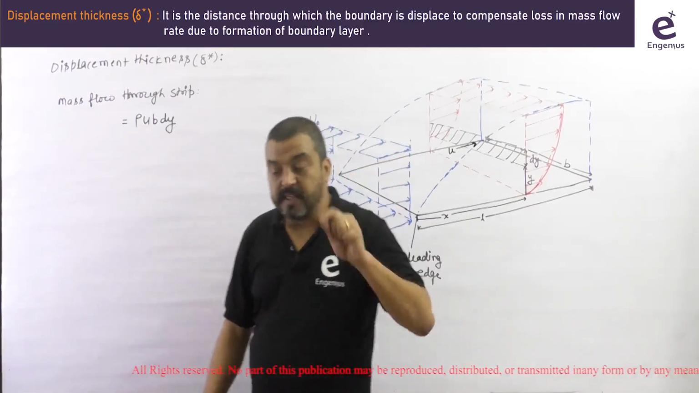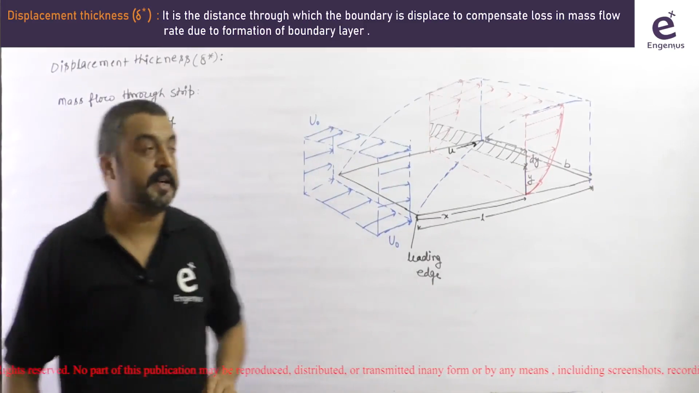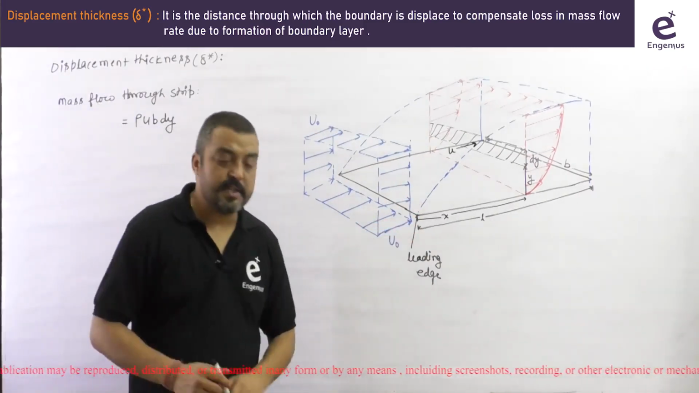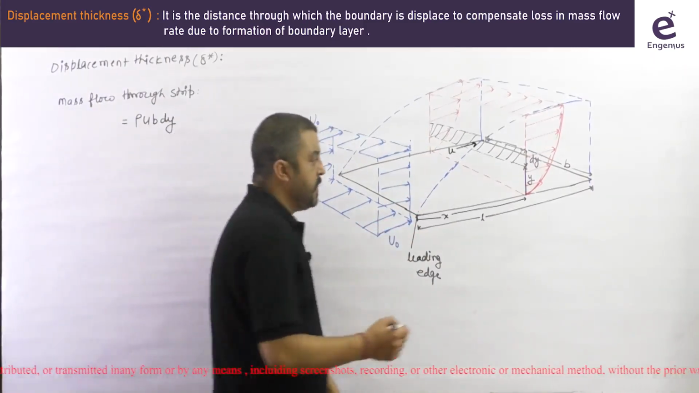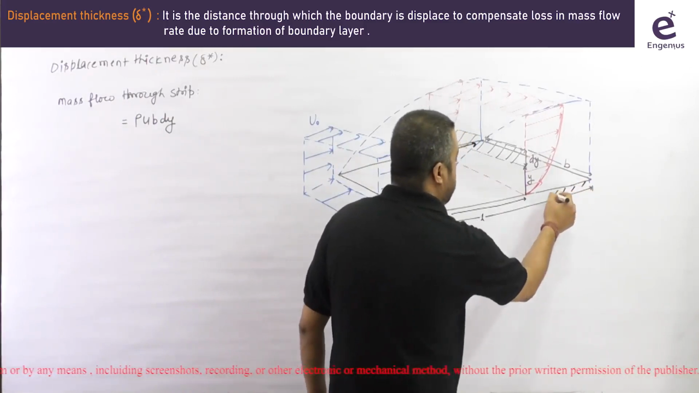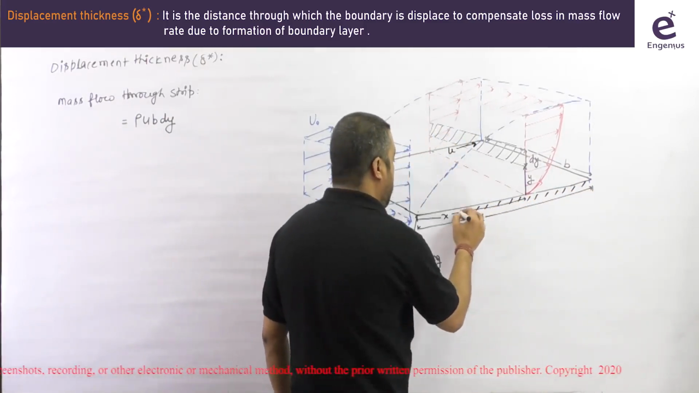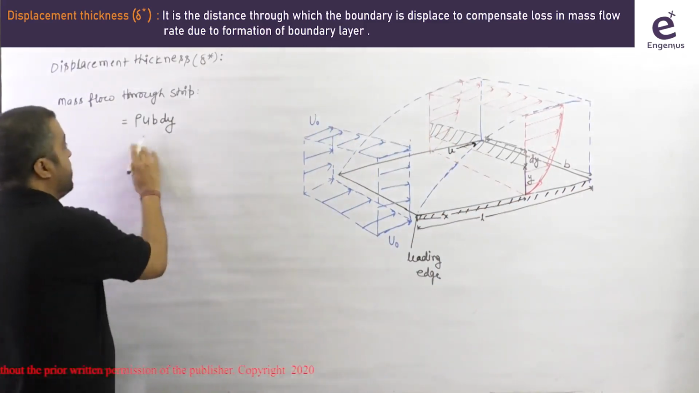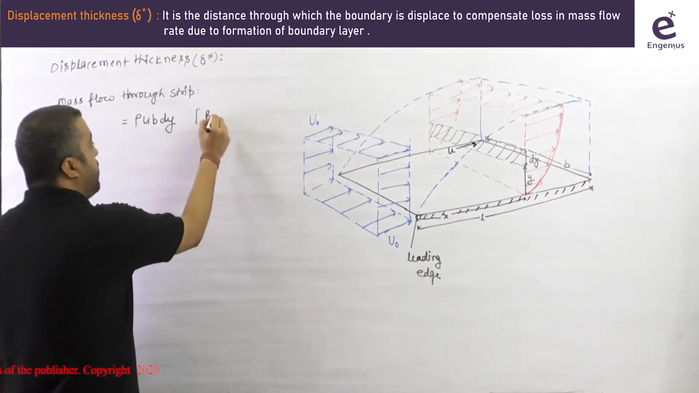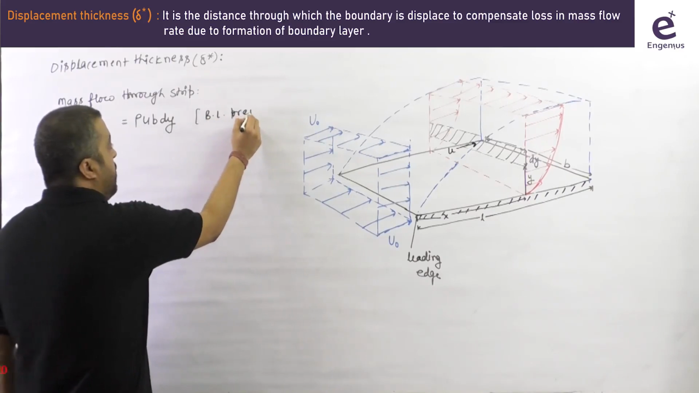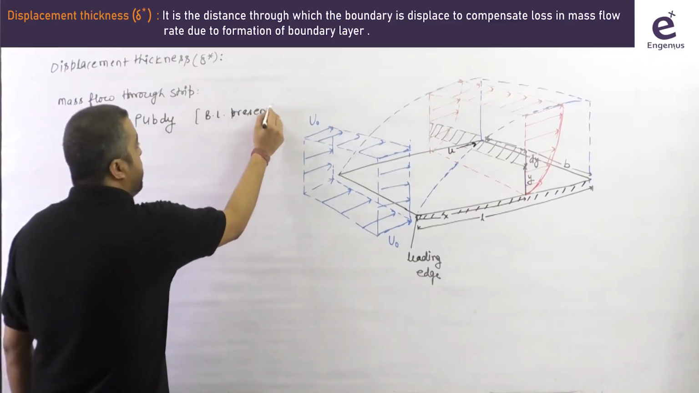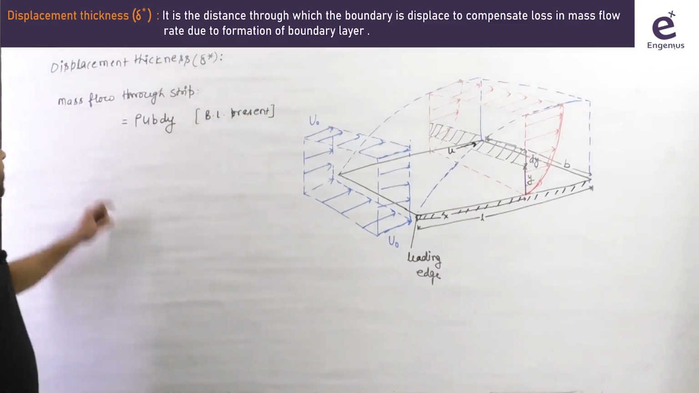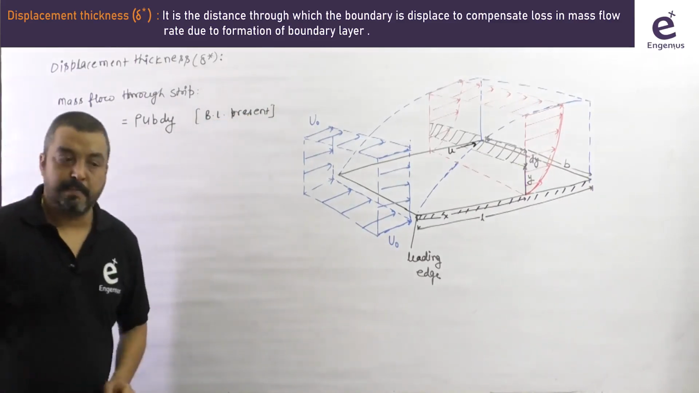And this is happening when the plate is present. What is the sense of the plate being present? The sense is that the boundary layer will exist. So this is the mass flowed through the strip when the boundary layer is present.